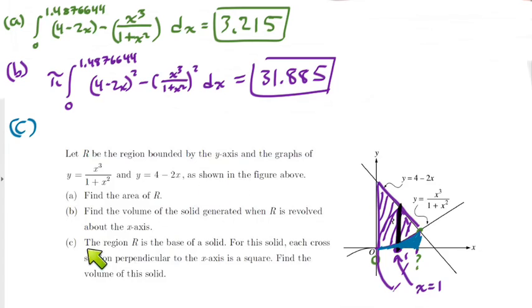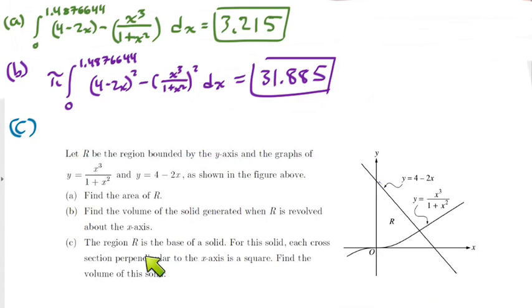All right. The region R is the base of a solid. Ooh. For this solid, each cross-section perpendicular to the x-axis is a square. Oh, yeah. Remember that distance question I asked earlier? This is what's going to come in handy. Find the volume of the solid. Okay, let me clear out my picture here.